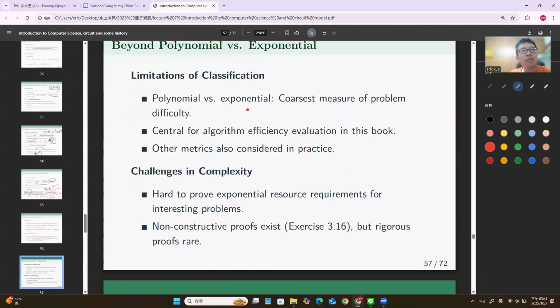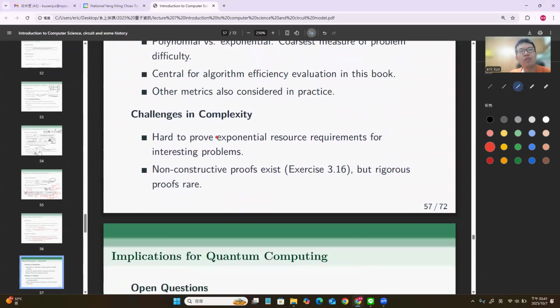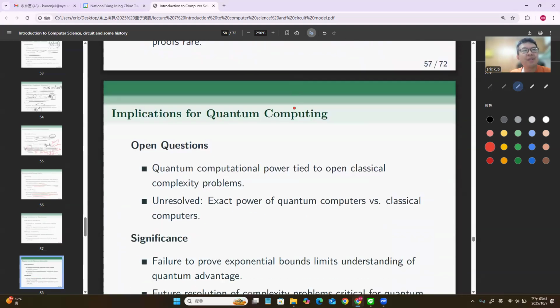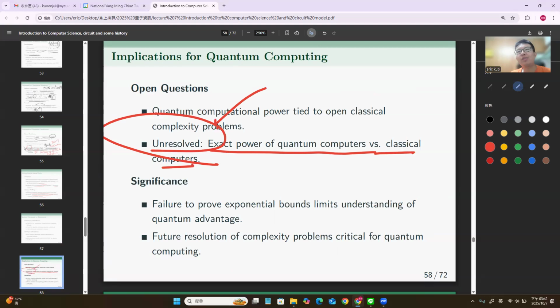Okay, and there are some limitations. There are challenges in complexity, such as how to prove a lower bound when I give you a problem. And then there's quantum computing, which we will discuss in detail in the next few lectures. Quantum computing is also related to complexity because you can define so-called quantum complexity and then ask about the exact power of quantum computers versus classical, which is a major problem in this area.